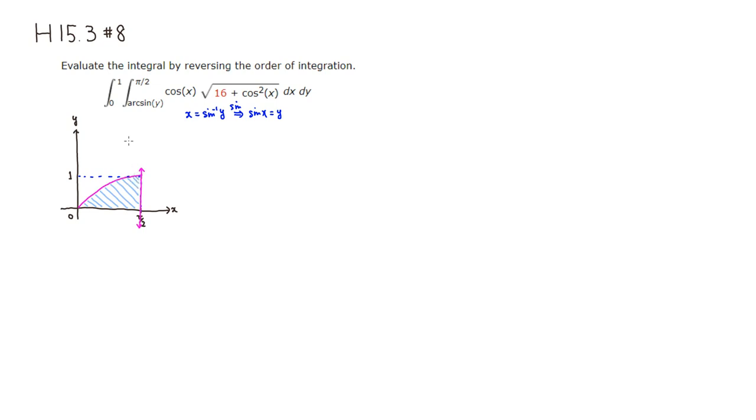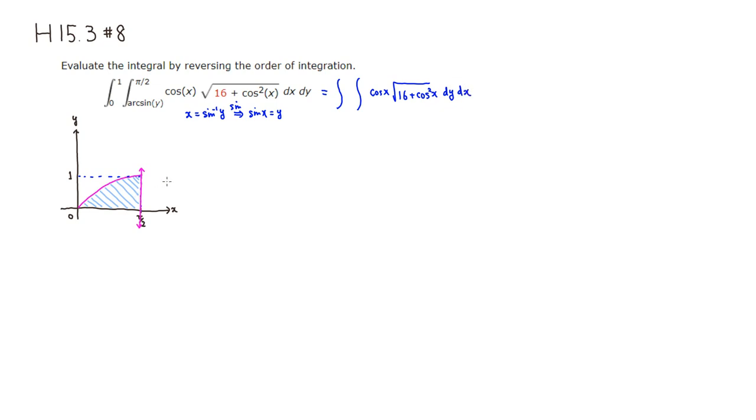So we can reverse the order of integration. We have the double integral, and the integrand stays the same: square root of 16 plus cosine squared of x. We're going to integrate with respect to y now.